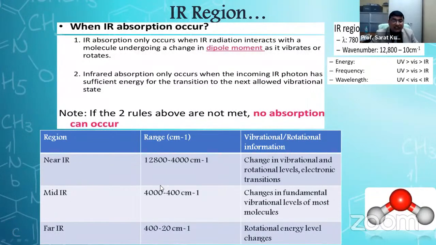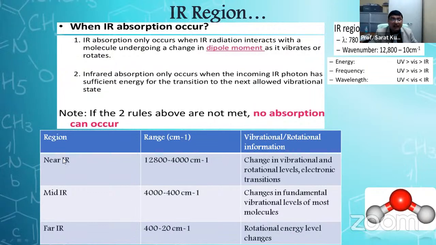Okay, we can tell in three regions. The important region: if you convert this wavelength to the corresponding frequency by the simple formula h nu or hc by lambda, if you put the lambda, you can get the nu frequency. The mid IR is 4000 to 400 centimeter inverse. It's a very known region. These are the regions.